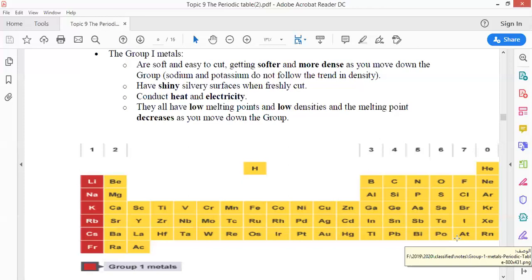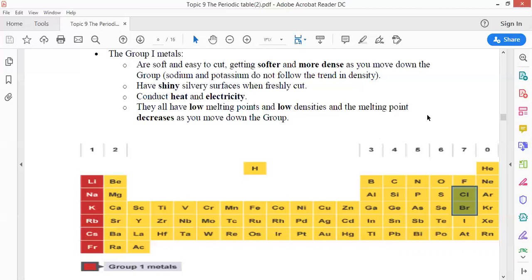So if I ask you a question, which one has the higher boiling and melting point, bromine or chlorine? Which one of these elements has the higher boiling point, chlorine or bromine? Yes, bromine is higher than chlorine in melting and boiling point.